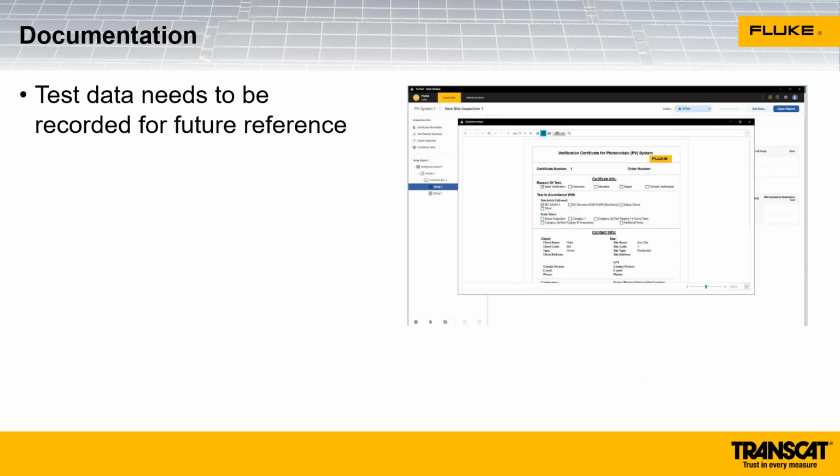We also need to document these tests. So when we're going through and doing these tests, especially on the commissioning side, we want to record the results so that we can set that baseline and refer to them in the future so that we can see things change over time. A lot of companies are using IV curve testing at commissioning, and then annually they're IV curve testing a select group of modules to track module degradation over time. So having that recorded data, you can see things change over time.